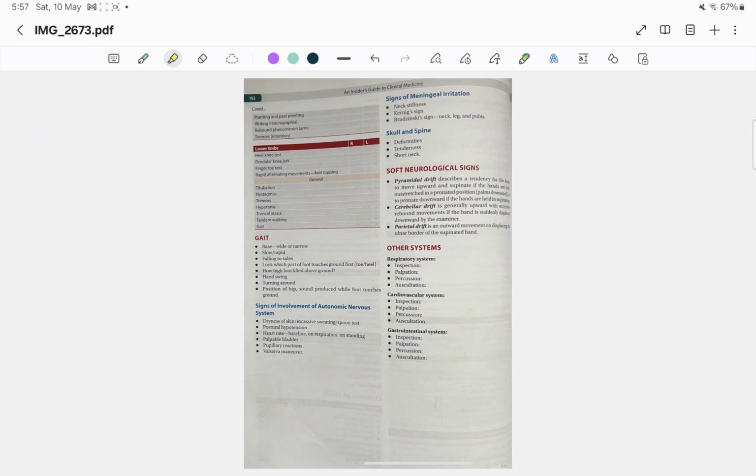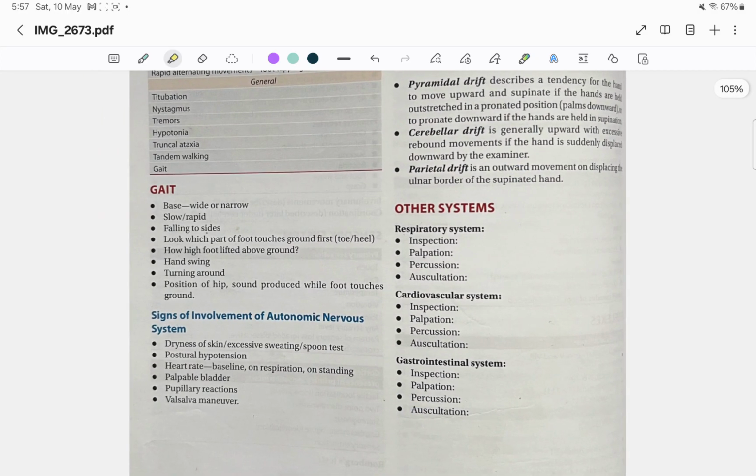Then we have gait and all. Mostly for a stroke patient it can be a circumduction gait, as in hemiplegia. Then the autonomic system: just mention there is no sign suggestive of autonomic system involvement, and no signs of meningeal irritation, for example Brudzinski and Kernig sign and neck stiffness are not present. Other than that, for other systems you just say: RS, normal vesicular breath sound is present, no added sound. CVS, S1, S2, no murmur. Gastrointestinal system, abdomen is soft, non-distended, no tenderness, bowel sound is present. This is how you have to write the entire examination part of CNS.